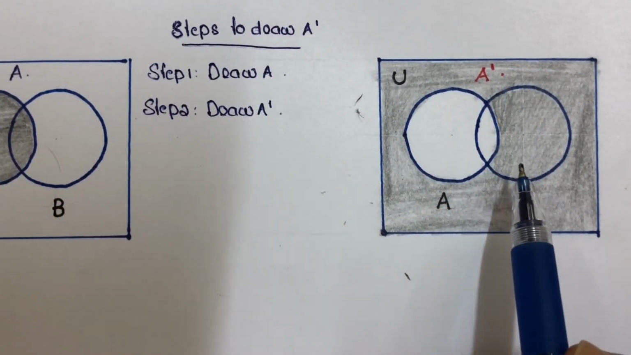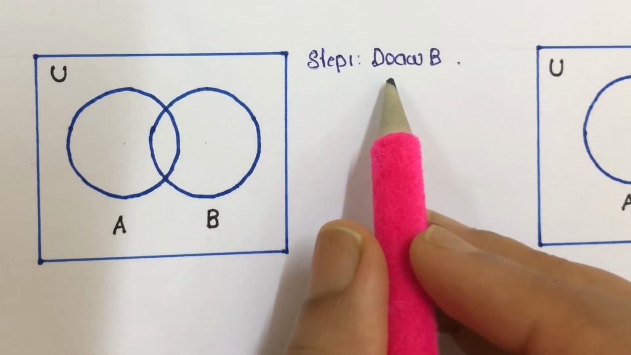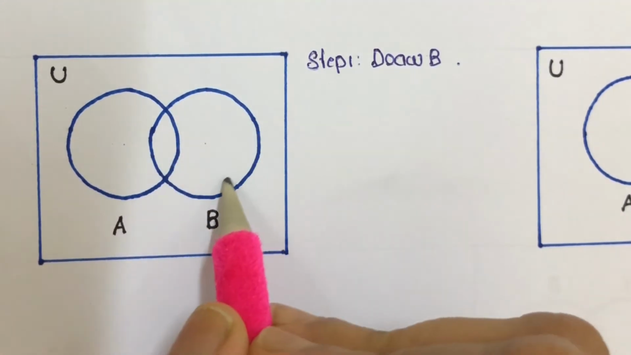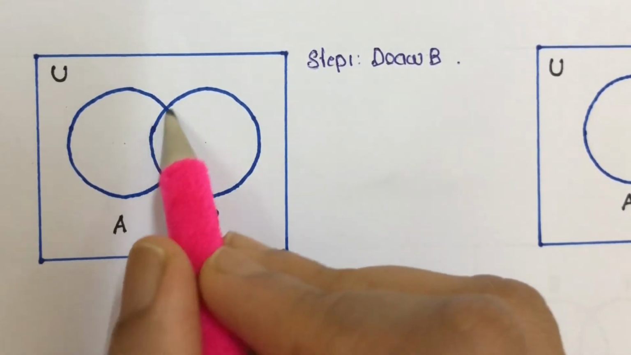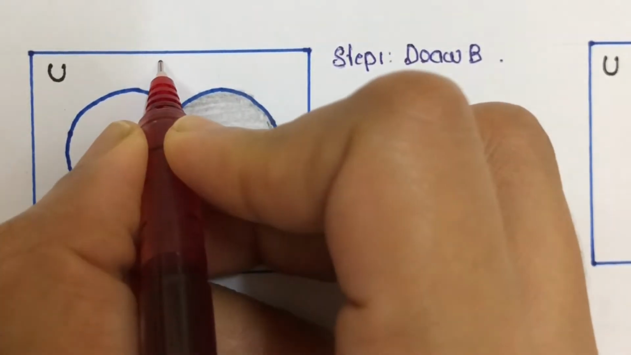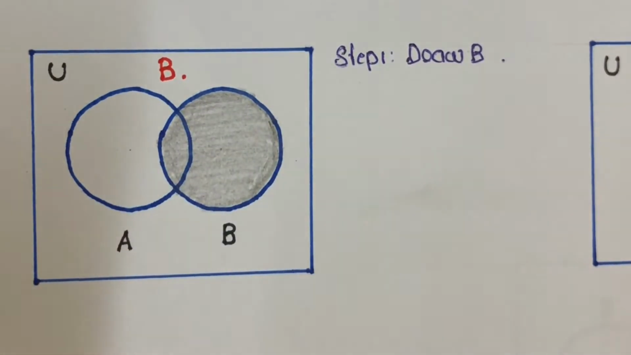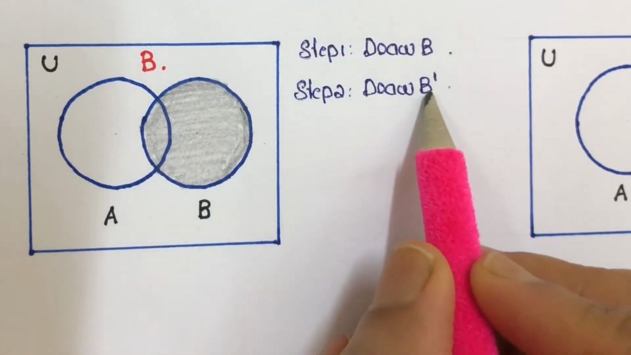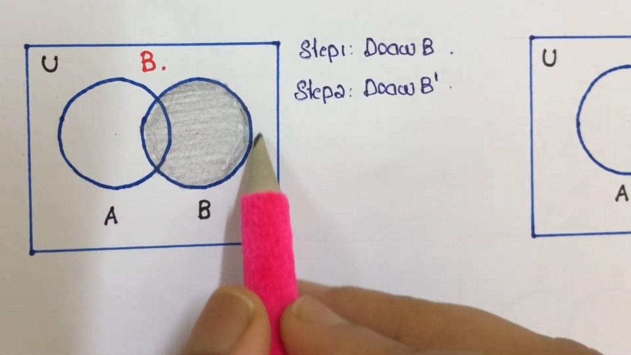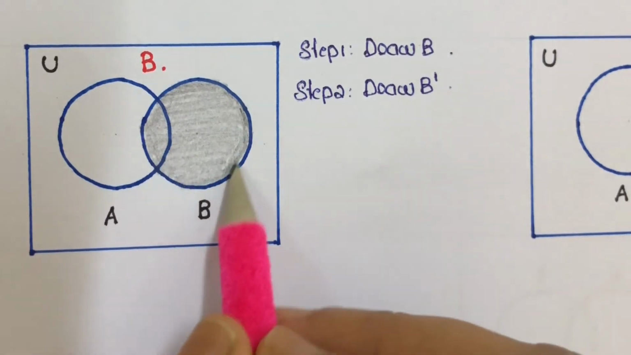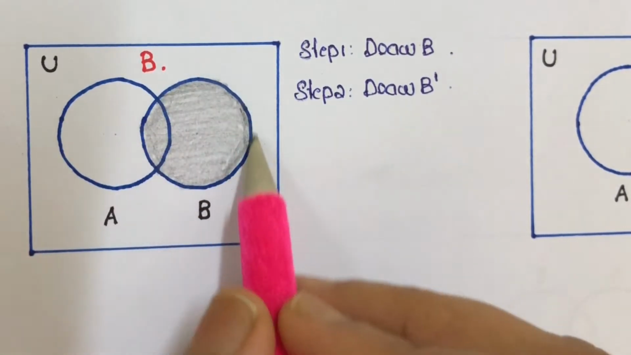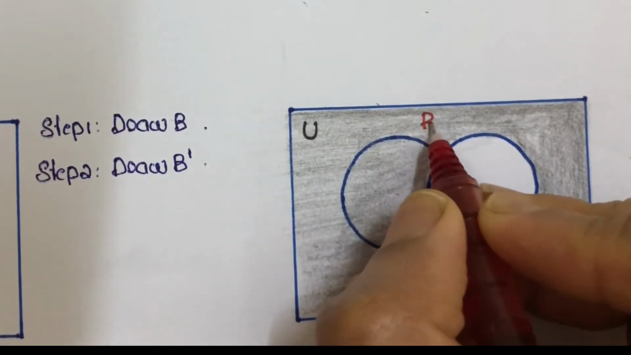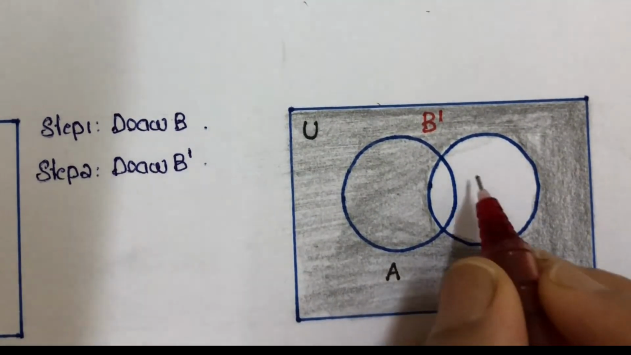Next we can find out B complement. First step, draw B. Set B means set of elements of B in the universal set, meaning this area of the universal set. This is B. Next step, draw B complement. Complement of B includes the remaining set of elements in the universal set other than B, or the remaining area of the universal set other than B. This is B complement.